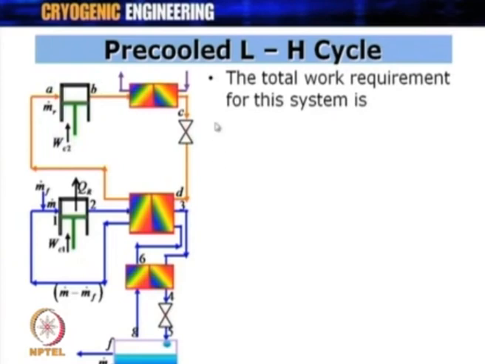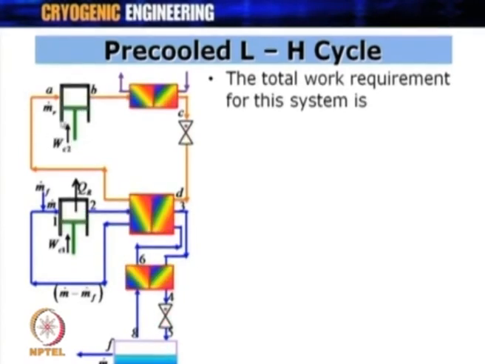So, the total work requirement of the system is work done on this compressor plus work done on this compressor, right. When you are adding a pre-cooling circuit, no doubt we get the advantage of the pre-cooling, but at the same time we have to do some work on this compressor also. So, the total advantage of this pre-cooling circuit should be weighed with respect to this additional work which is required to be done on this compressor also.